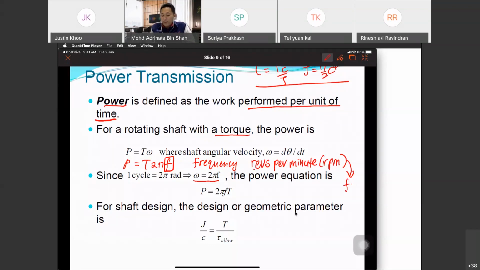So given revolutions per minute, you need to change it to frequency so that you can get your P, or they give you power and revolutions per minute and you need to find your torque T for the shaft. So F is per unit time, so per second. If they give you F in RPM, you need to change it to frequency.